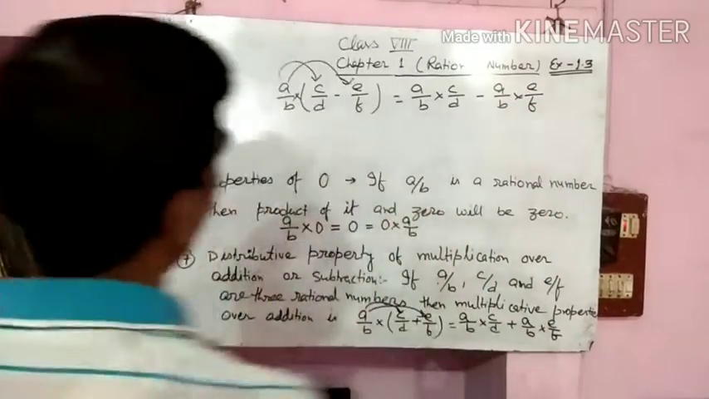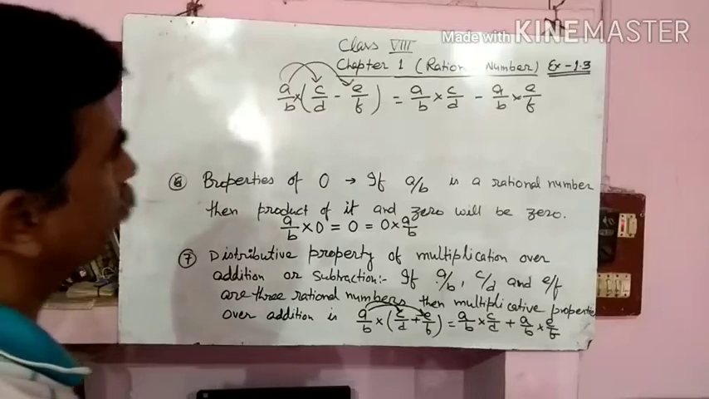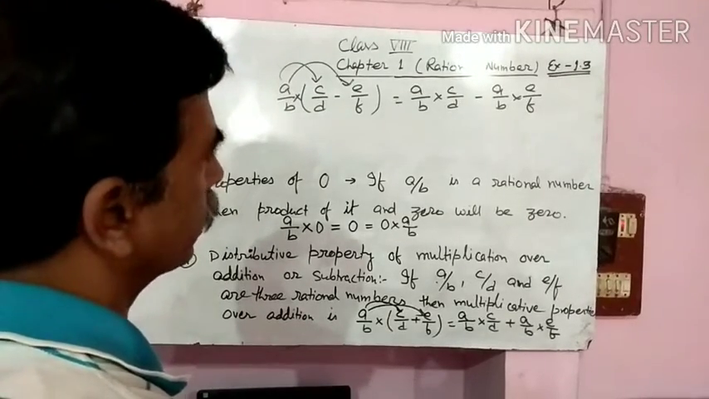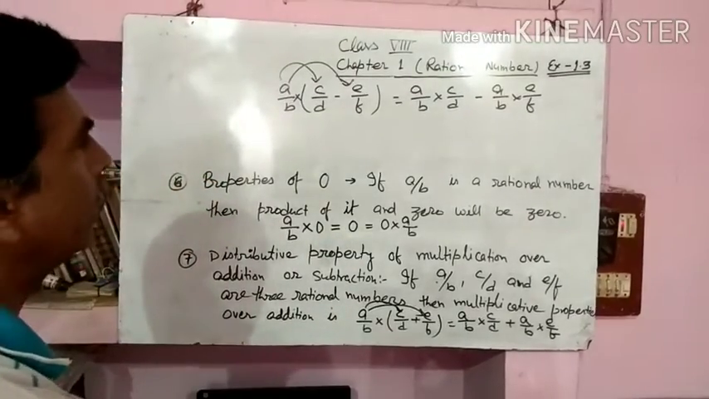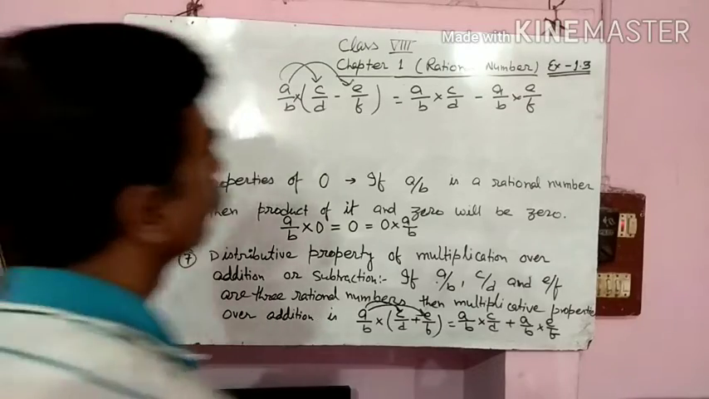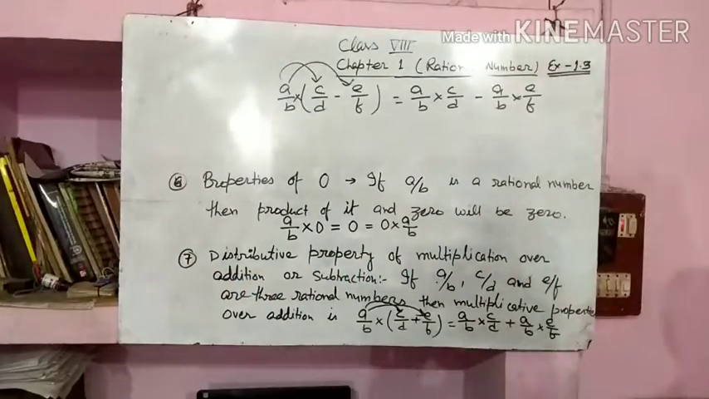This is the distributive property of multiplication over subtraction. Okay, so pause the screen and write this one also.